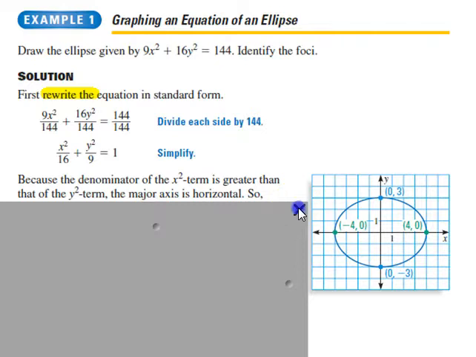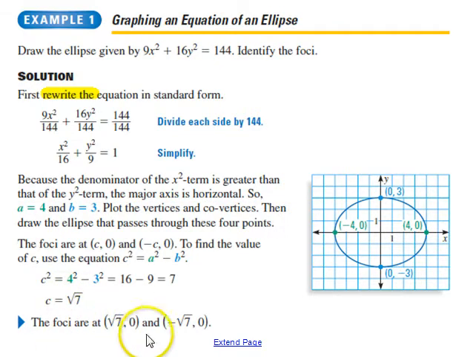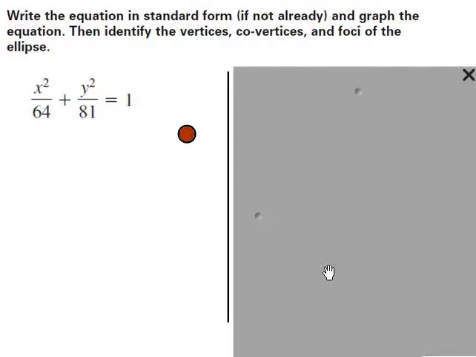The textbook goes on from here to talk about the foci, but I'm not going to talk about that yet. Instead, I'm going to ask you to work out this example. Hit the pause button, and I do want you to, as the textbook says, graph, identify the vertices, identify the co-vertices. Don't worry about the foci. Hit the pause button. When you come back, I'll show you the answer.